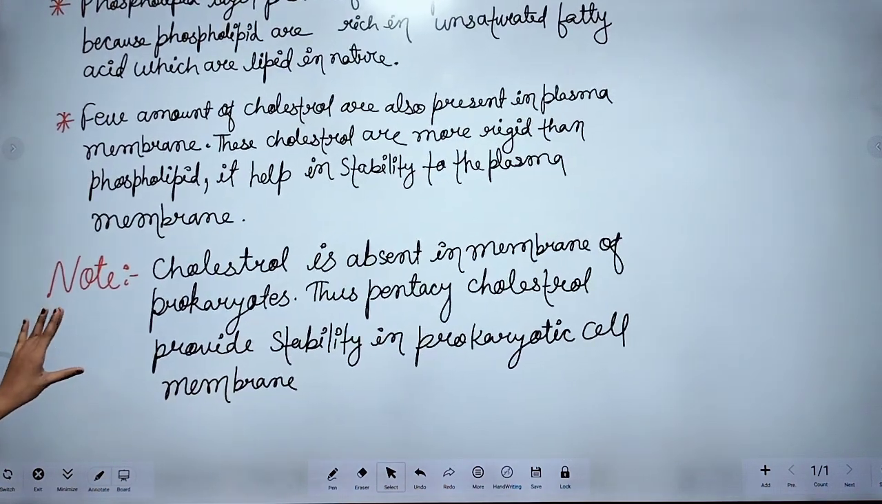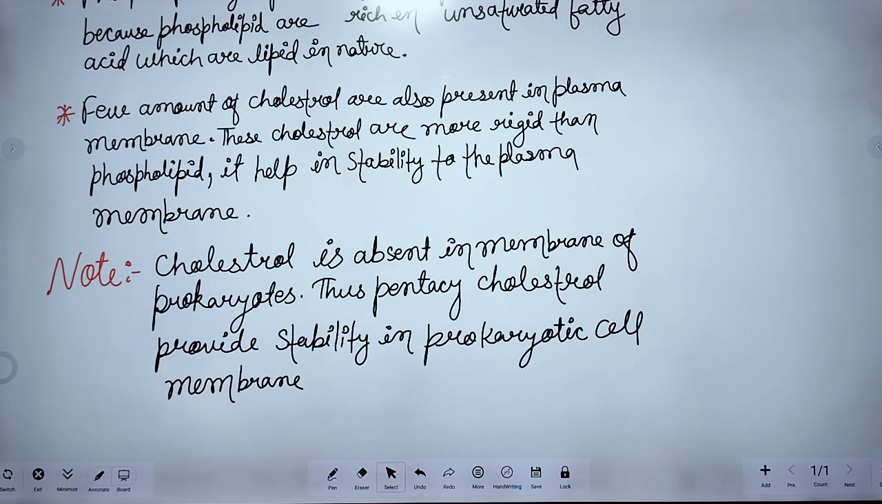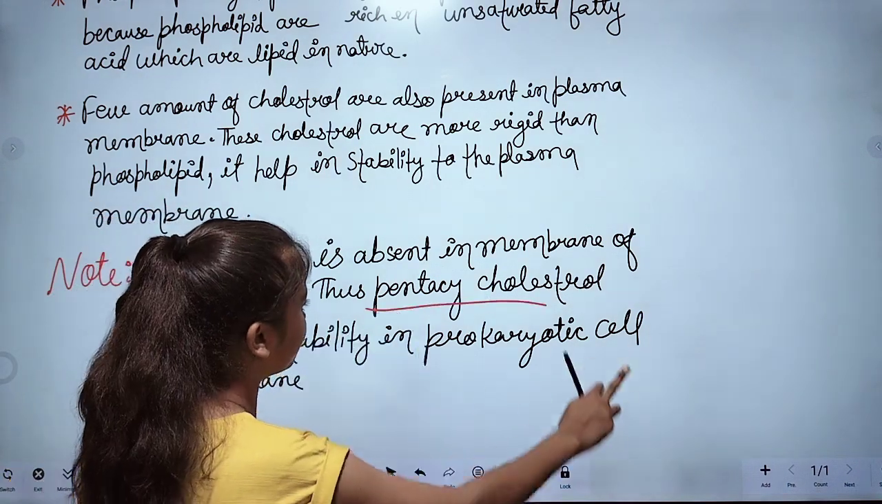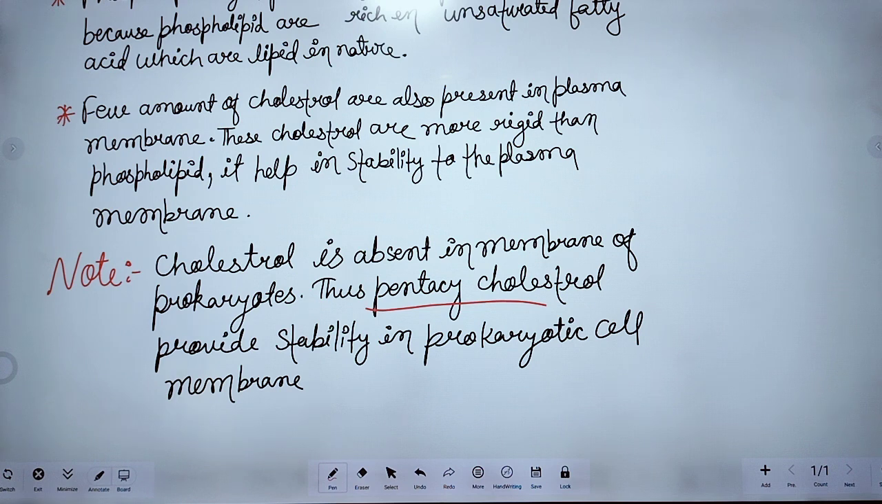Our note point is that cholesterol is absent in the membrane of prokaryotes. It means it is absent in the prokaryotic cell. Thus, pentose cholesterol provides stability in the prokaryotic cell membrane. It means if cholesterol is absent, the prokaryotic cell cannot be stable, but a new type of cholesterol is found, that is pentose cholesterol, which provides the stability in the prokaryotic cell membrane.